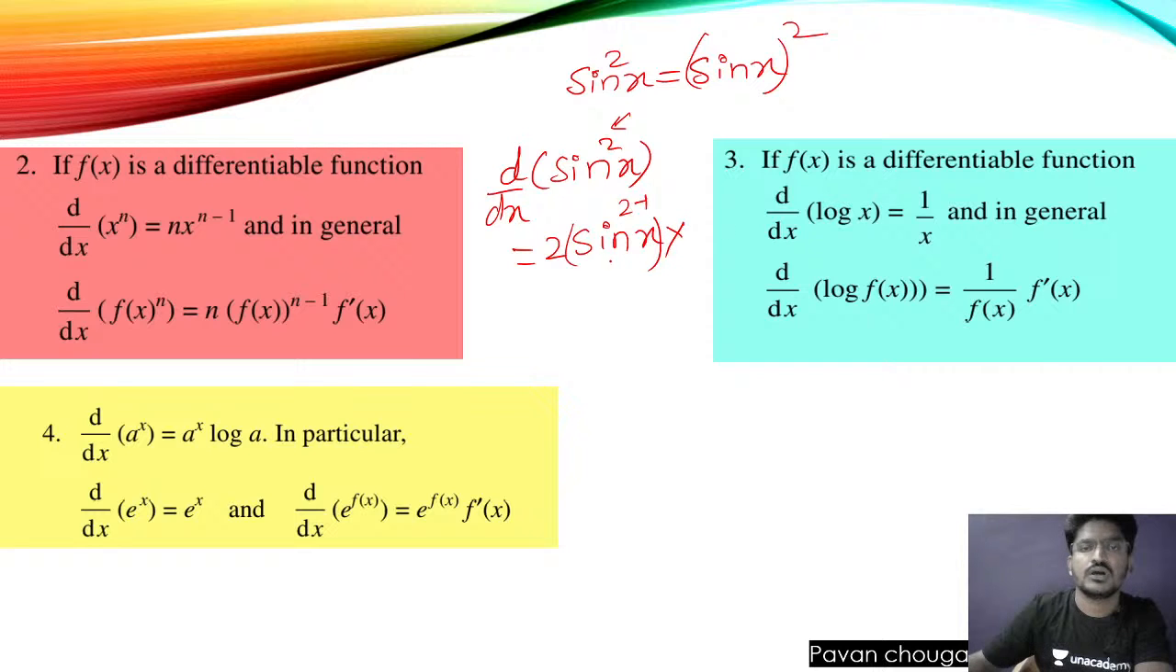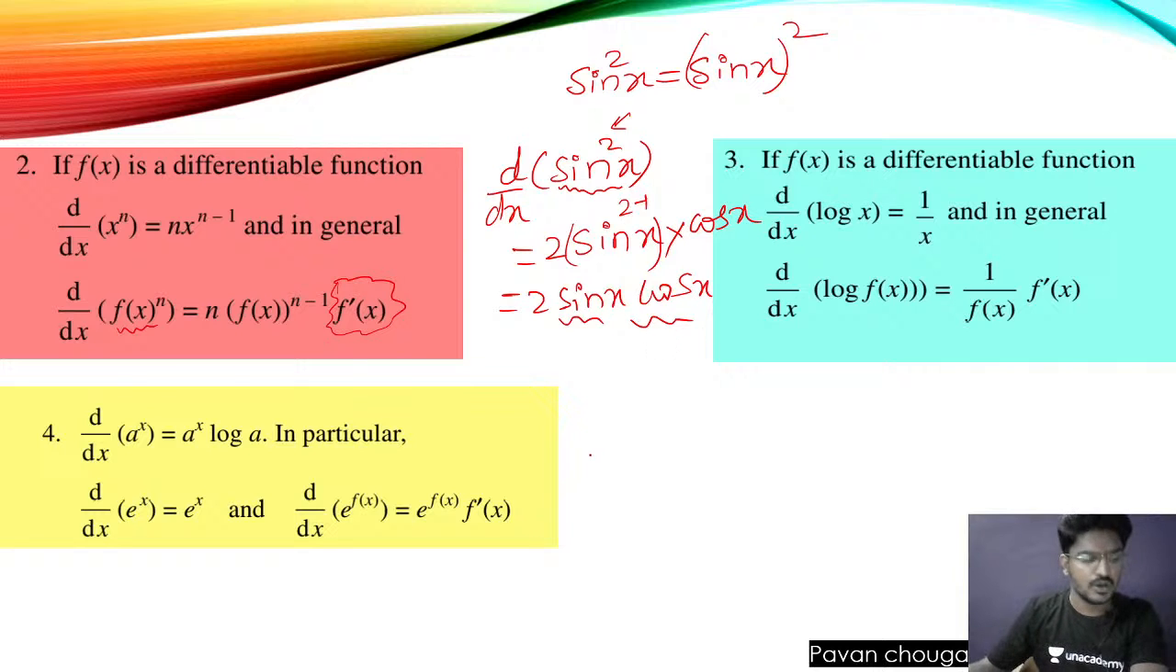multiplied with f dash of x. In the place of f of x, what you are having? Sin x. Here it will be cos x. That means you are going to have 2 sin x into cos x.